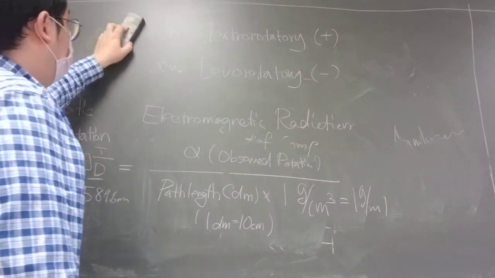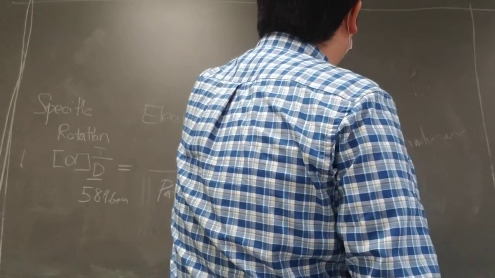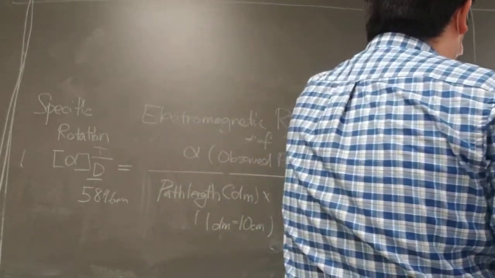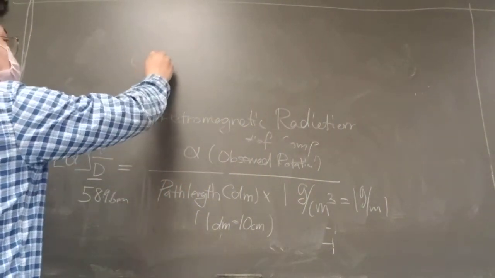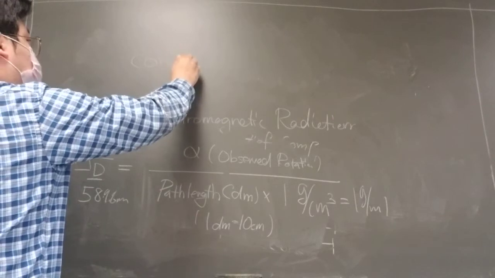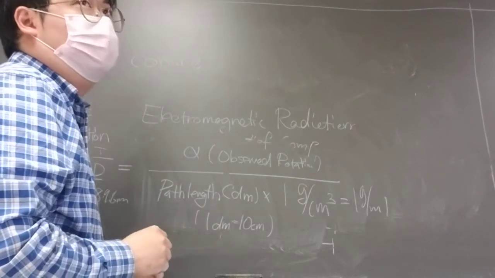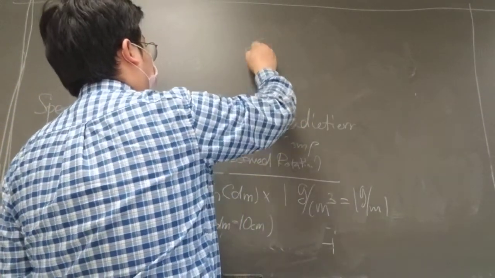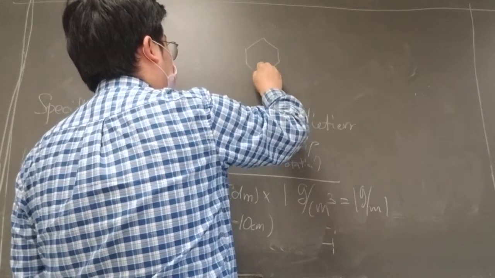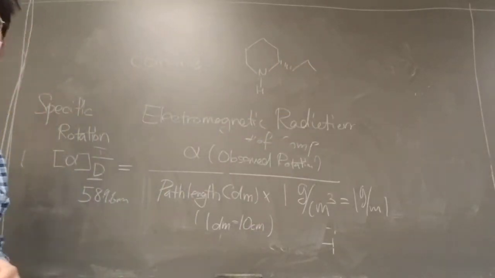All right, let's try to do some practical problems here. So we have a compound, toxic plane. Okay, this is what it looks like.